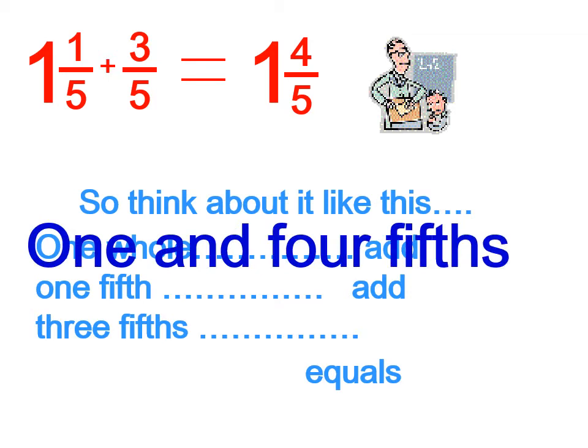1 and 4/5. So that's quite simple to understand, isn't it? We know how to add numbers that have got the same denominator. All we're doing is adding one whole number. It could have been different if we'd got larger numerators to deal with, but for the moment, keeping it simple, let's just stick with adding that one whole onto it.